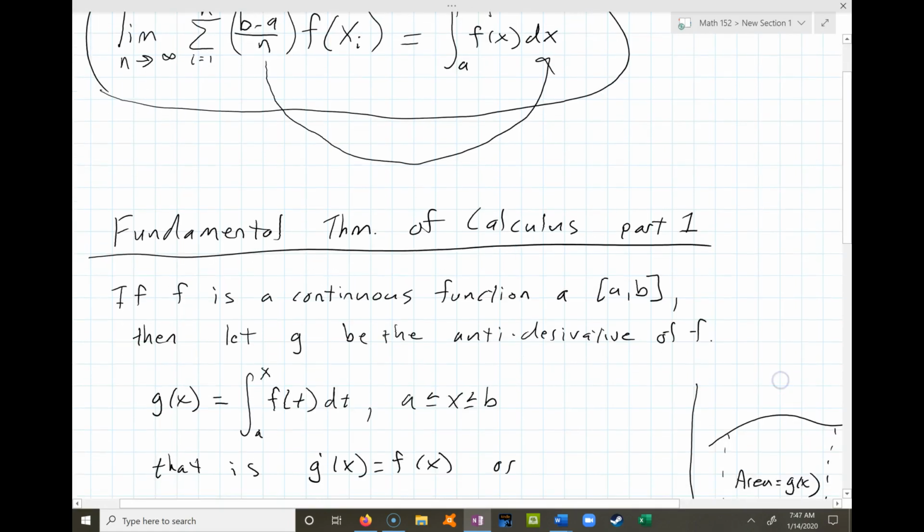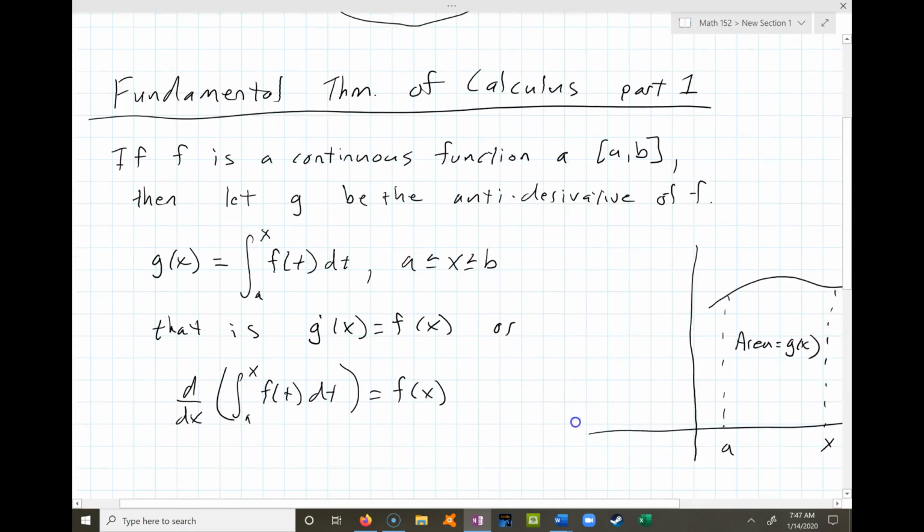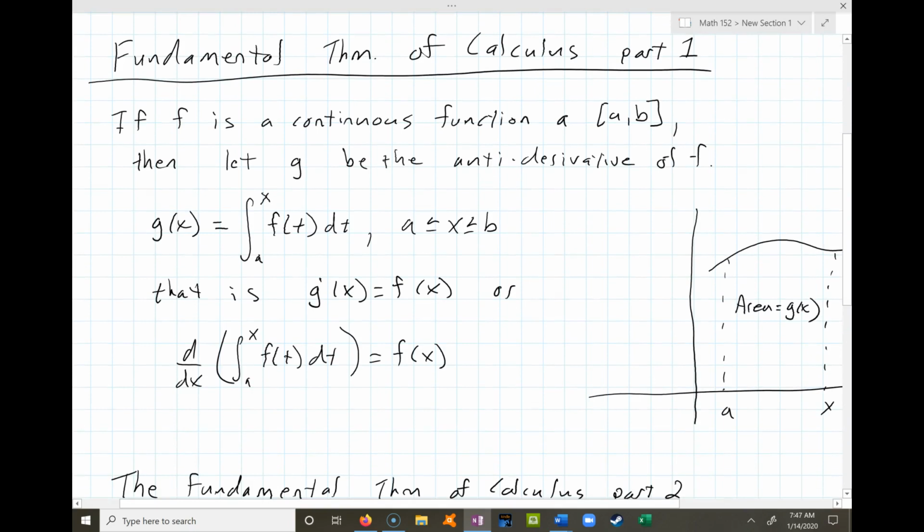In the first part of the Fundamental Theorem of Calculus, I have it written out here, so I'll read through it with you and then try to explain it. It says if f is a continuous function, and you all know what continuous means, that means there are no breaks in the graph, on the interval from a to b. Notice that the endpoints are included, so the first requirement is f has to be continuous on this interval. Then we'll let this other function named g be the antiderivative of f.